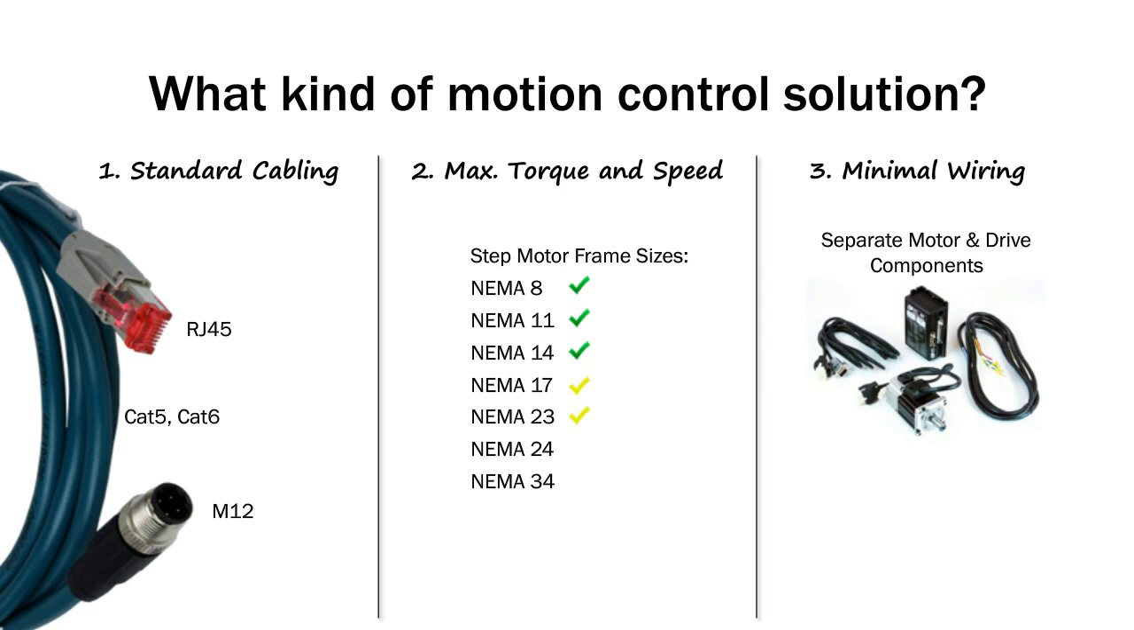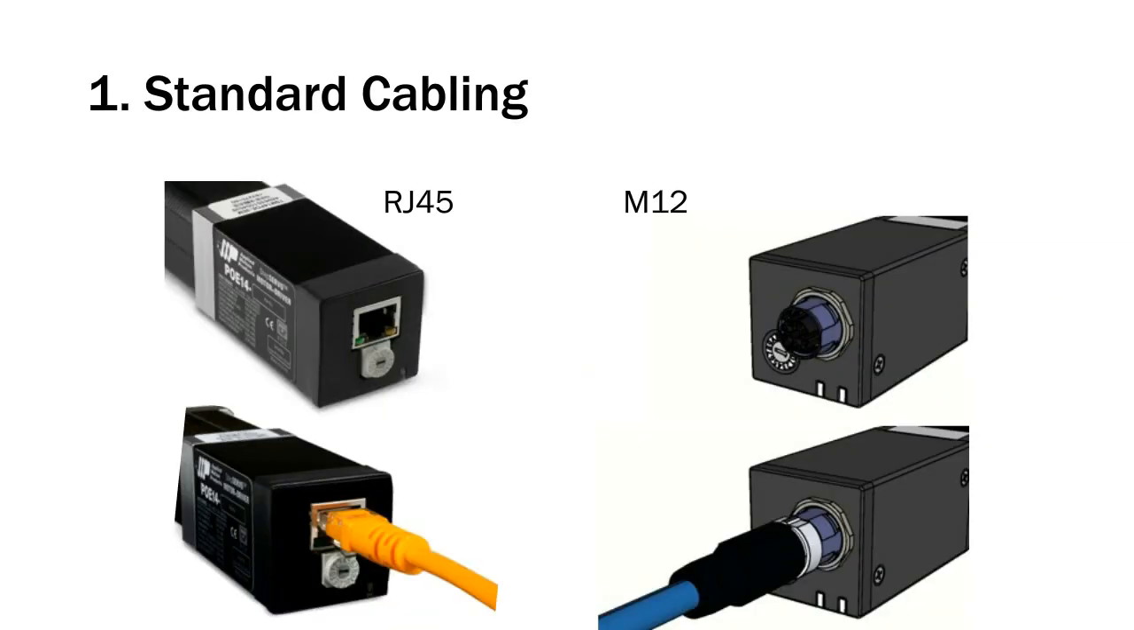So we'd be much better off going with an integrated motor solution, where the drive is part of the package of the motor. We don't have to worry about a motor cable. We don't have to worry about an encoder cable. We just have to connect PoE to it. So what does this solution look like? Well, I mentioned standard cabling. These are photos of the back of our motor. We'll have RJ45 and M12 options.